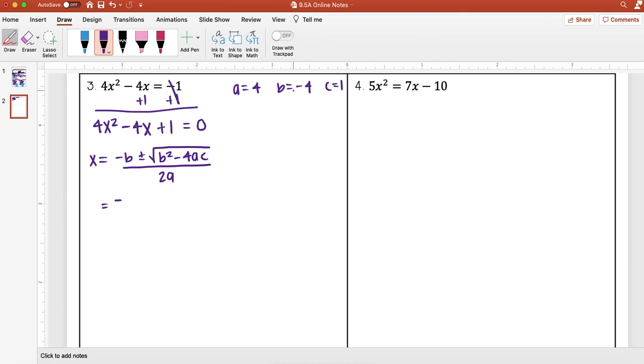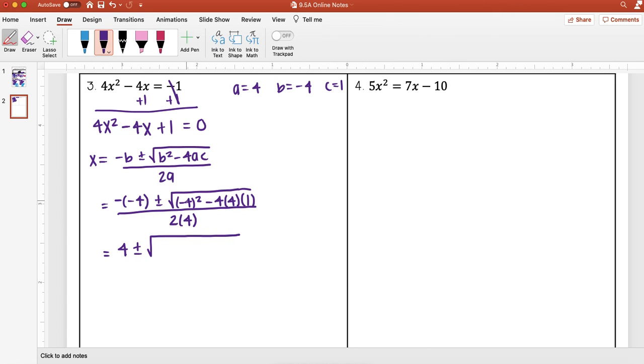So I want negative b, so negative of negative 4, plus or minus b squared, so negative 4 squared, minus 4 times a, which is 4, times c, which is 1, all over 2 times a, which is 4. Well, negative of negative 4 is just really positive 4. Negative 4 squared is really the same thing as negative 4 times negative 4. Well, negative 4 times negative 4 is positive 16, minus 4 times 1, which is also 16, over 2 times 4, which is 8.